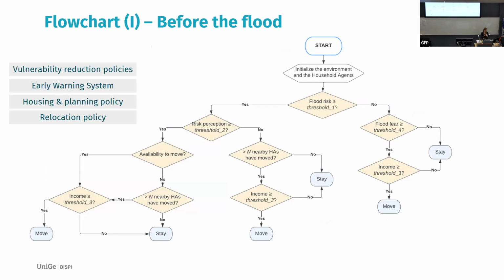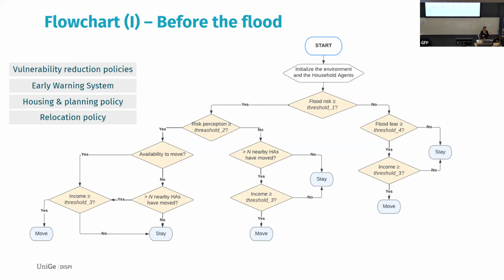As a final issue, I wanted to show you a really synthetic flow chart, just to give you an idea of what can be the process in the agent-based model. The final flow chart will be much more complex than this one, but for today I tried to squeeze it. So using the questionnaire and information we collected, we included in this flow chart the elements relevant in order to understand the displacement, the decision-making process. So we included flood risk, risk perception, availability to move, interaction, income, in order to understand at the end of this flow chart if people move or stay.